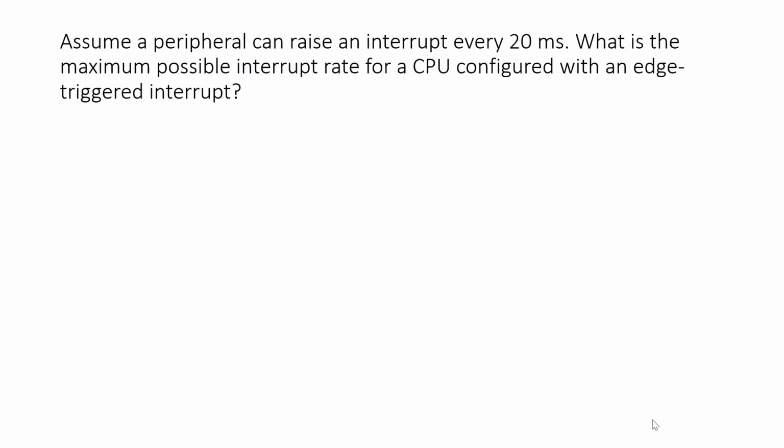Okay. Assume a peripheral can raise an interrupt every 20 milliseconds. What's the maximum possible interrupt rate for a CPU configured with an edge triggered interrupt? Just 1 over 20 milliseconds, 1 over 0.02, which is 50 interrupts per second.